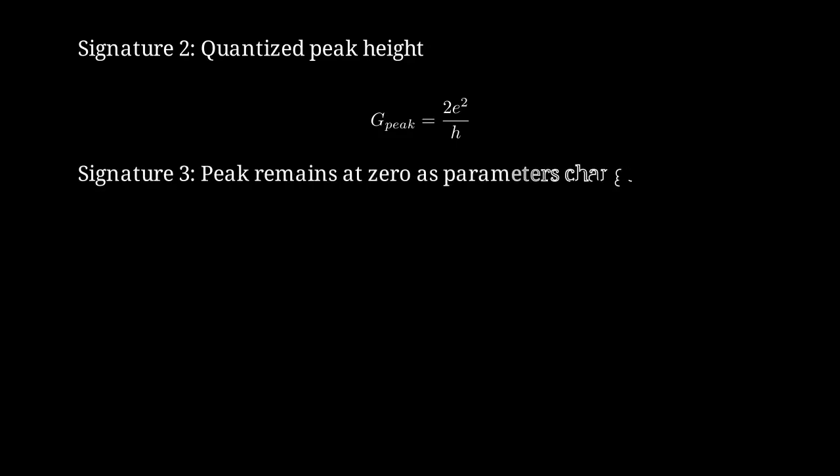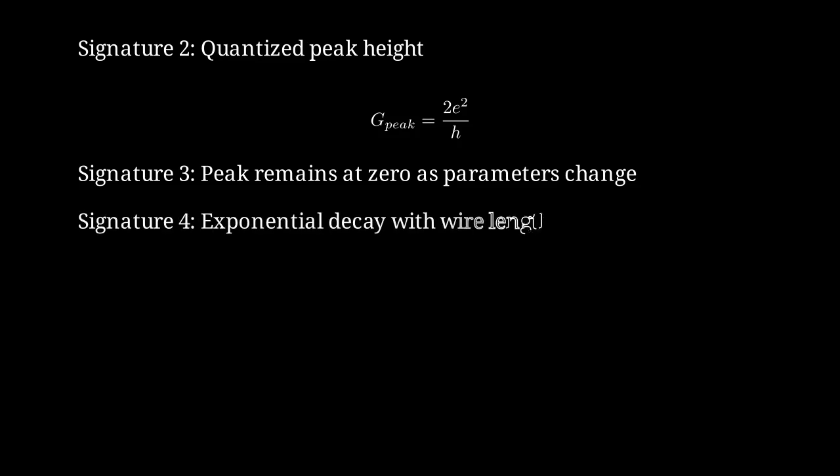Another key signature is that the zero bias peak should remain pinned at zero energy even as you change external parameters like magnetic field or gate voltage. This robustness is a hallmark of topological protection. The splitting between the two Majorana modes should decay exponentially with the length of the nanowire. Longer wires give better separation and stronger topological protection.